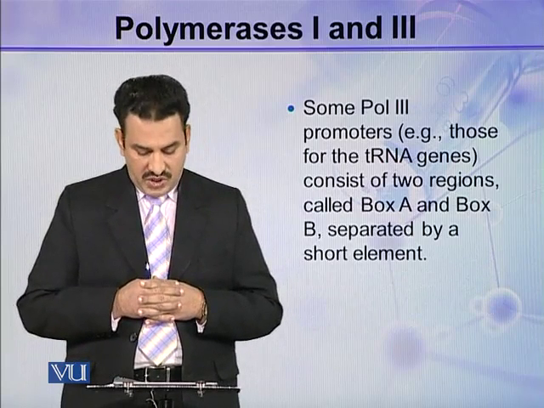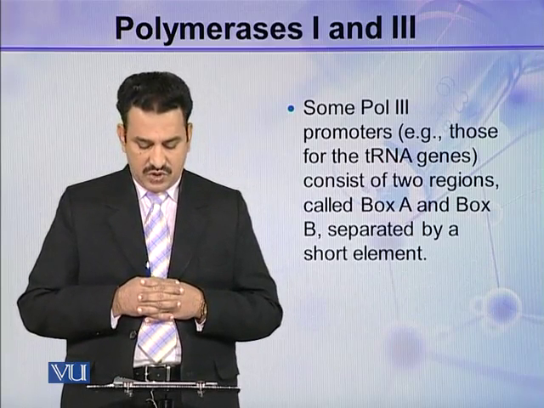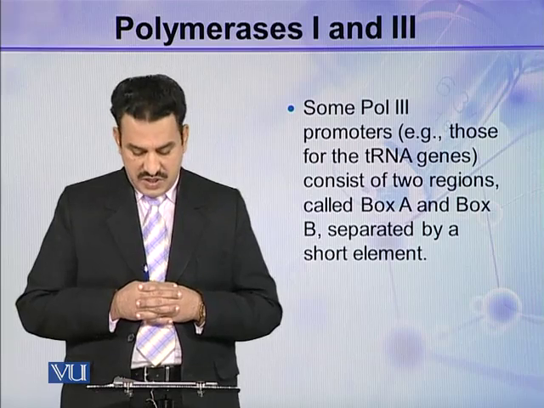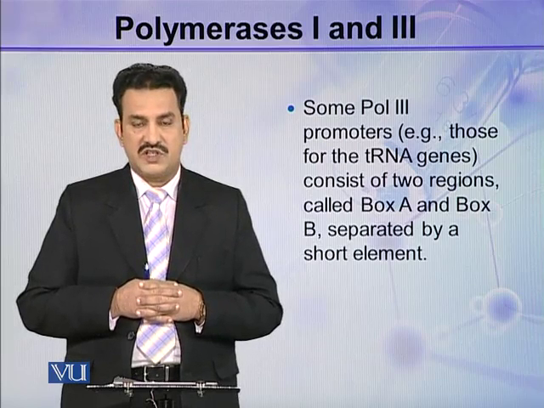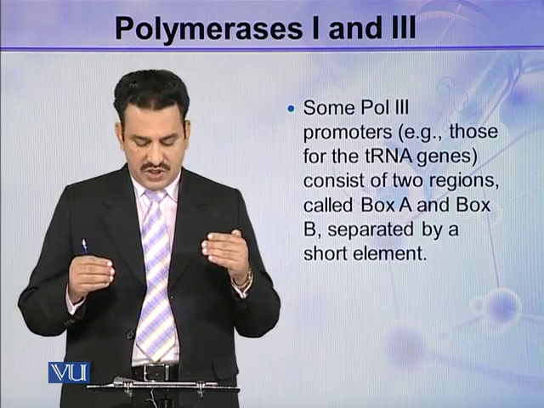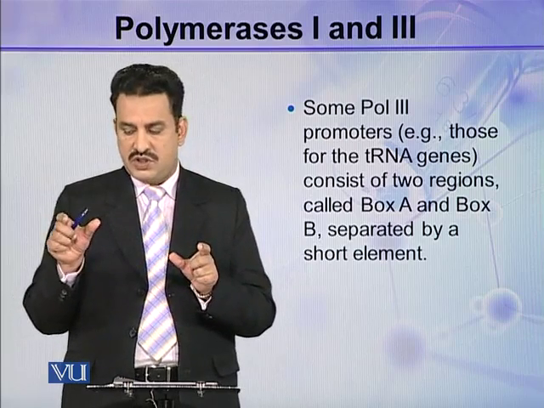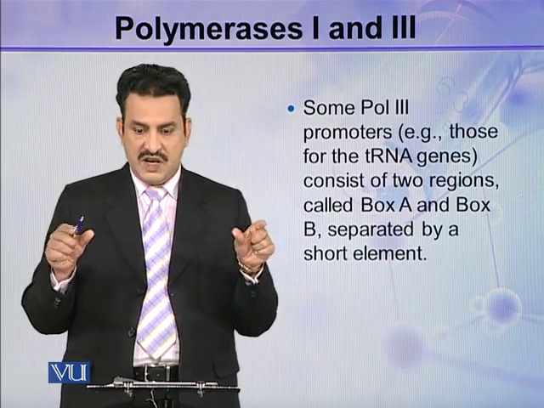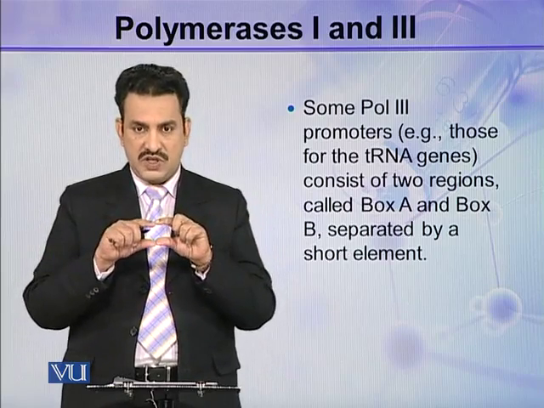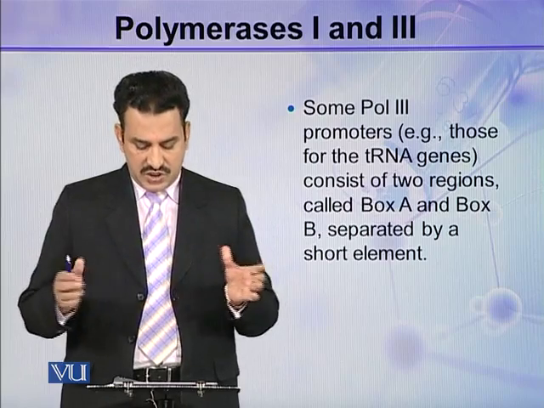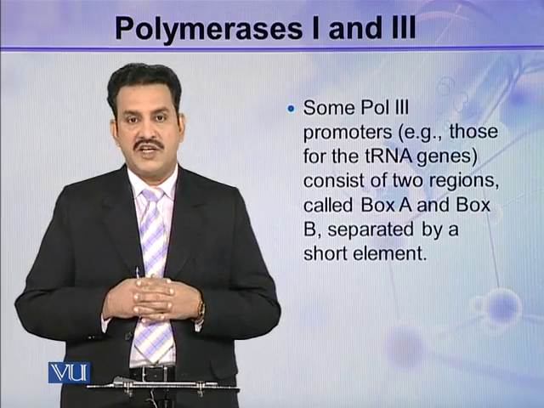Some polymerase 3 promoters, for example those for the tRNA genes, consist of two regions called box A and box B, which are separated by a short element. So this is box A, box B, and in between these two is a short element. So this is a promoter for tRNA gene.